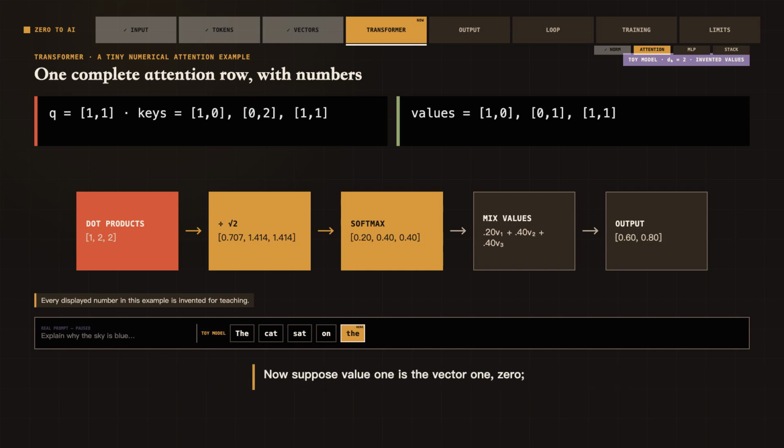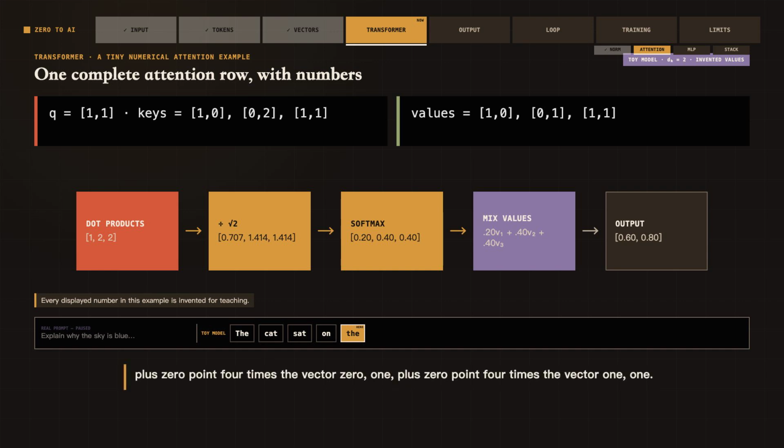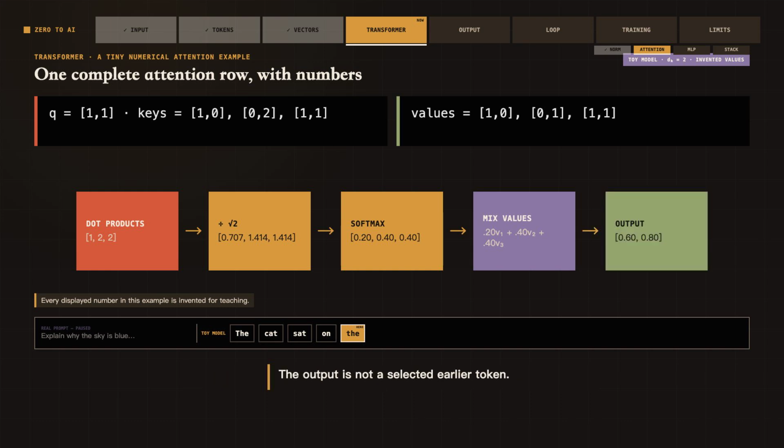Now suppose value 1 is the vector 1, 0. Value 2 is the vector 0, 1. And value 3 is the vector 1, 1. The weighted sum is the following expression: 0.2 times the vector 1, 0, plus 0.4 times the vector 0, 1, plus 0.4 times the vector 1, 1. That gives an output close to the vector 0.6, 0.8. The output is not a selected earlier token. It is a new vector formed by mixing value vectors.